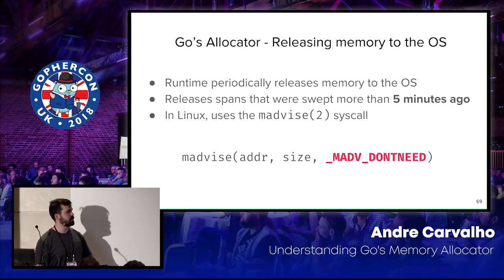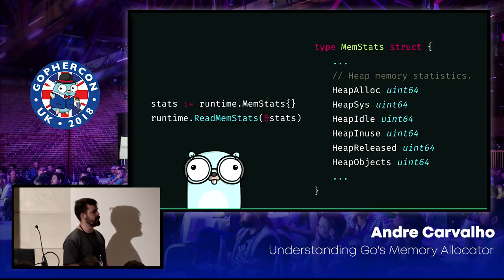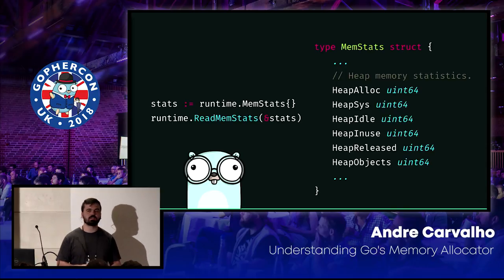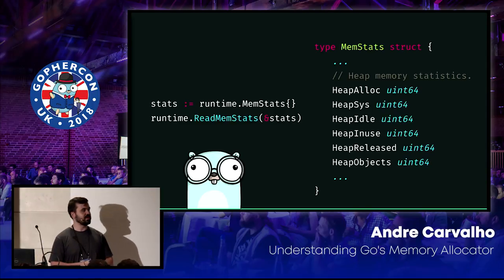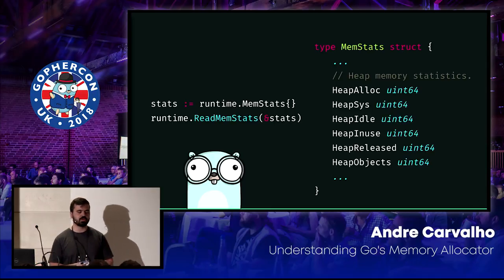So, just to wrap it up, the runtime has this really cool function called ReadMemStats. It populates a fairly large struct that has a bunch of statistics about memory allocation. All of those fields have pretty nice doc comments, so you can just read and try to understand what each one of them means. I tried and I failed. But after looking at the runtime code and seeing how things work, I was able to understand most of them. So I hope this talk also helps you do that.